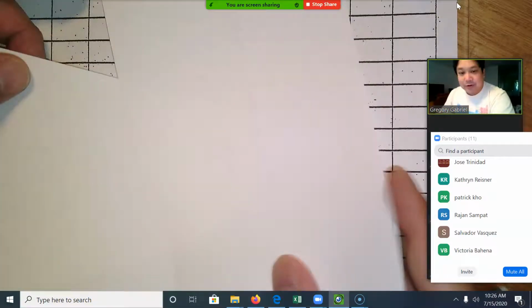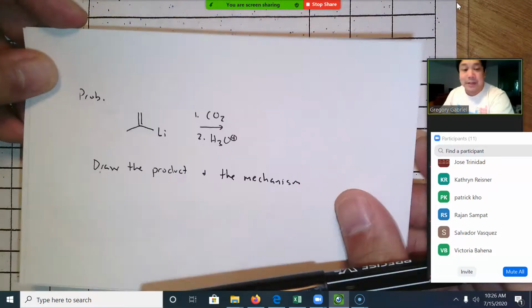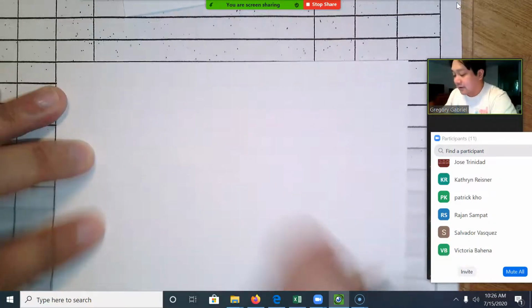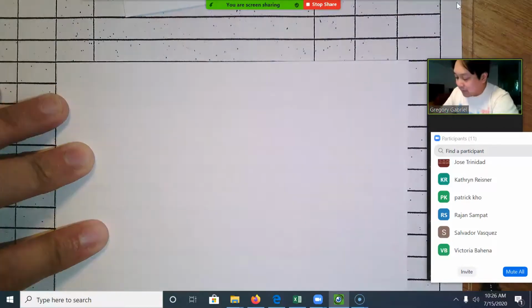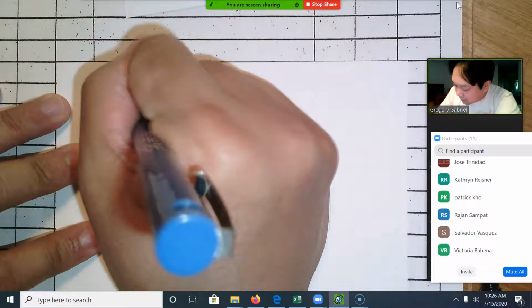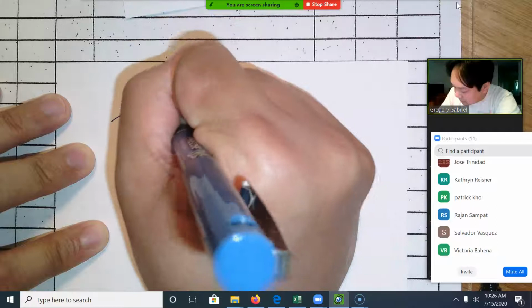I don't like to bleed through, so I'll put it on a different note card and I'll just tape them together. On a separate note card, you give your answer. Okay? So they ask for the product, and the product is this.